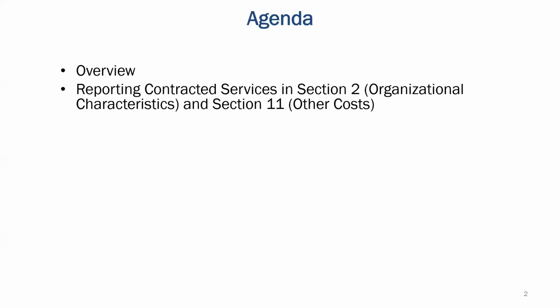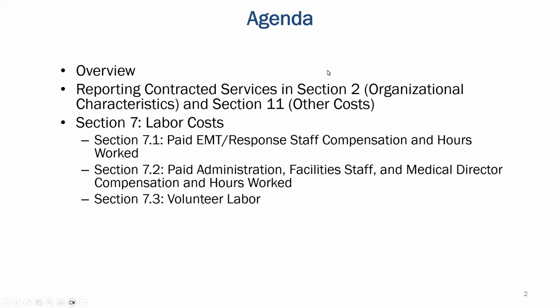Let's kick off with our agenda for the next hour or so. We'll start off with an overview of the labor costs and staffing information you'll need to collect and report as part of the GADCS. We'll start off covering two sections in the GADCS, Section 2, which is organizational characteristics, and Section 11, which is other costs, where you might have to enter some information related to labor. These are kind of peripheral sections around the core of the presentation today, and that's on Section 7, which itself has the sole focus on labor costs and staffing.